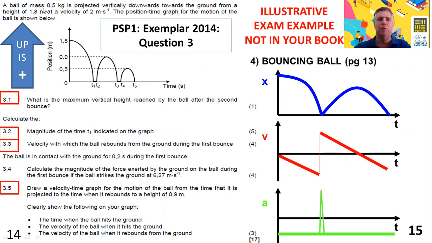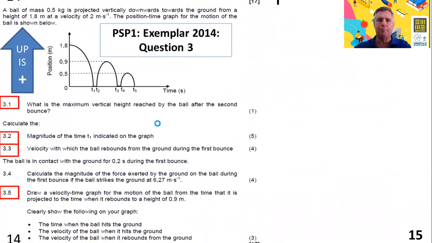They tell you a ball of mass 0.5 kilograms is projected vertically downwards. It's not just dropped, but it's thrown down at a velocity of 2 meters per second. We'll see that that will affect the velocity time graph. So here's the position time graph. Now you've got various questions about this particular graph. And it's important to understand these graphs. And the exercise that you've just done, exercise 4, will be of great help in understanding how to answer this question. Let's see how we tackle it.